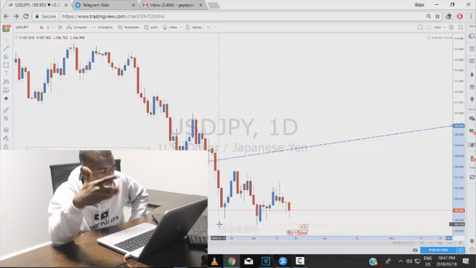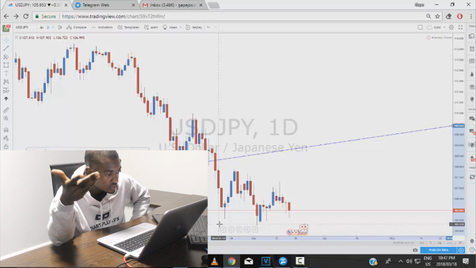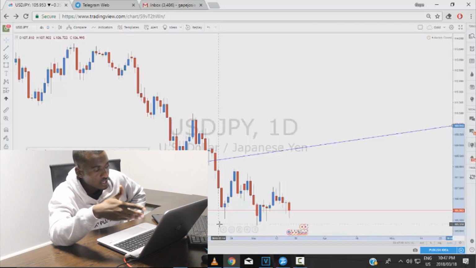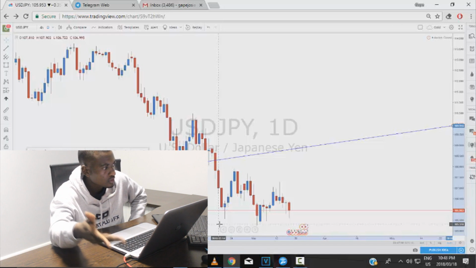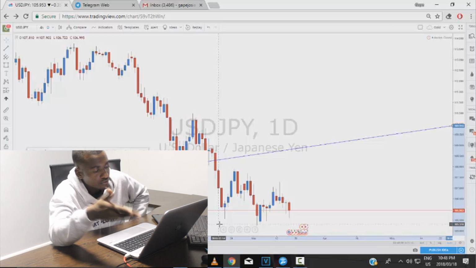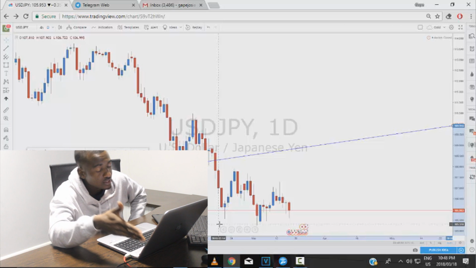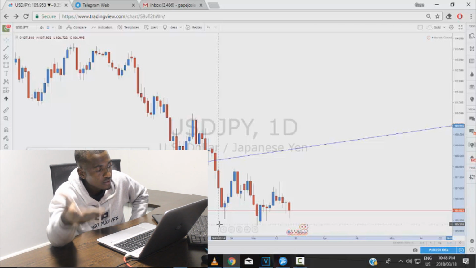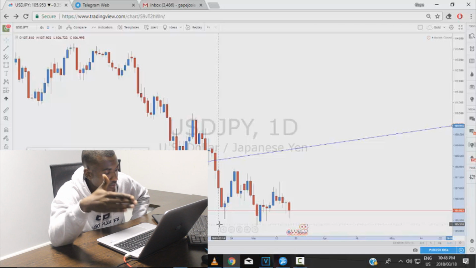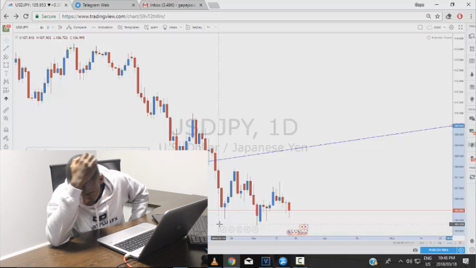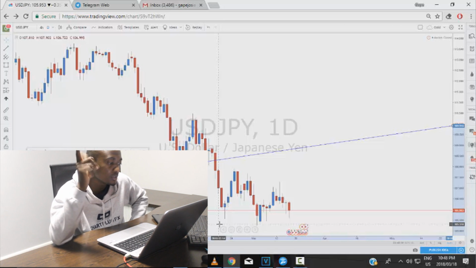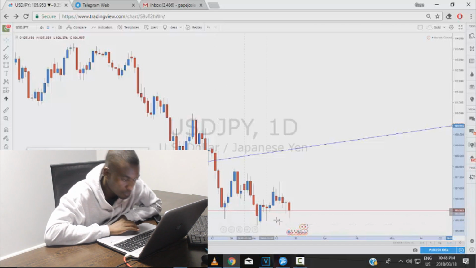I'm actually thinking that we may now start seeing a reversal candle, because where price is right now looks like a strong support. Of course, if you break that support, then I may change my bias. But for now, so far, I would say that the dollar strength is about to start kicking in and we're about to start shooting up.